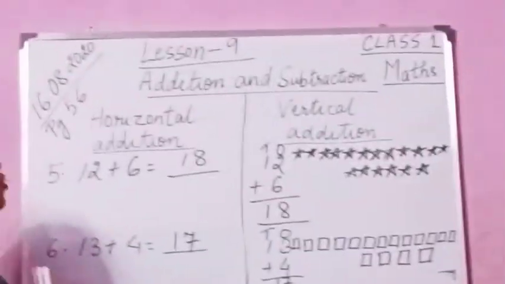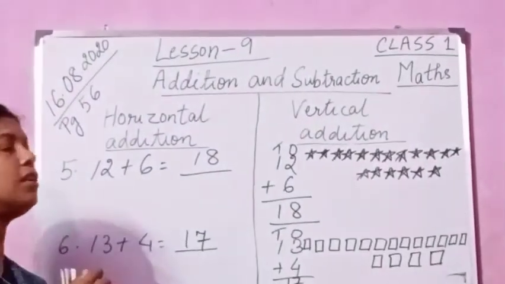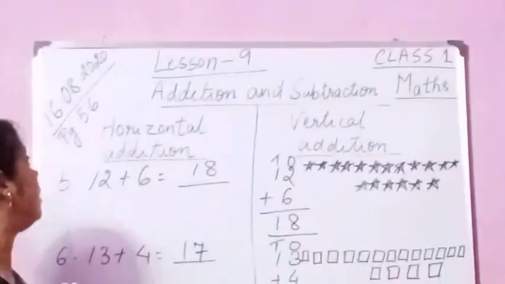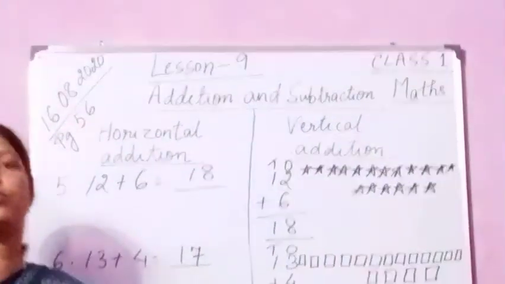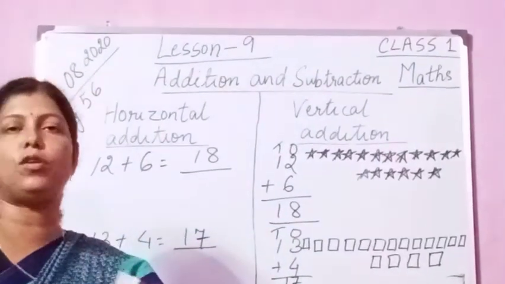Okay children, so in today's class you learnt about horizontal addition and vertical addition. Okay, please go through page number 56. Please go through and please note down everything in your maths copies. Okay, thank you.